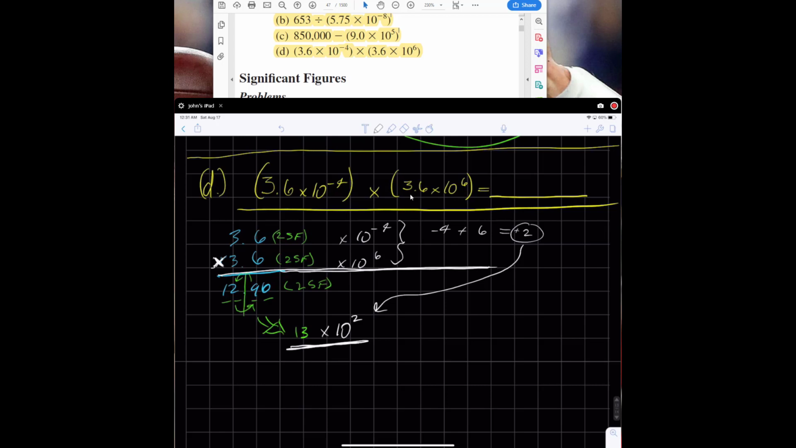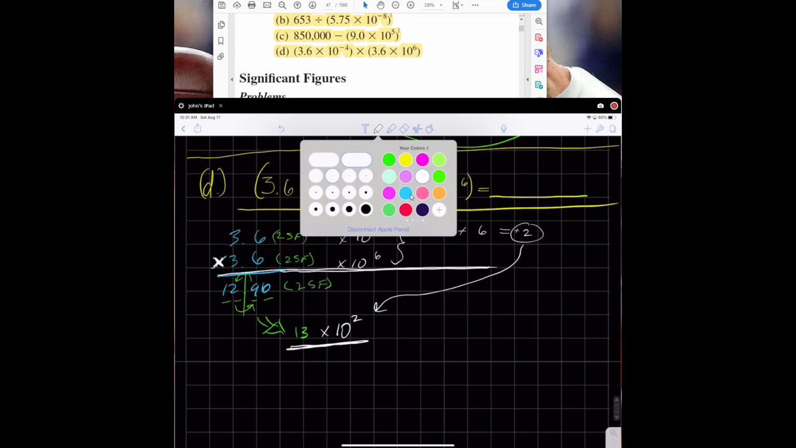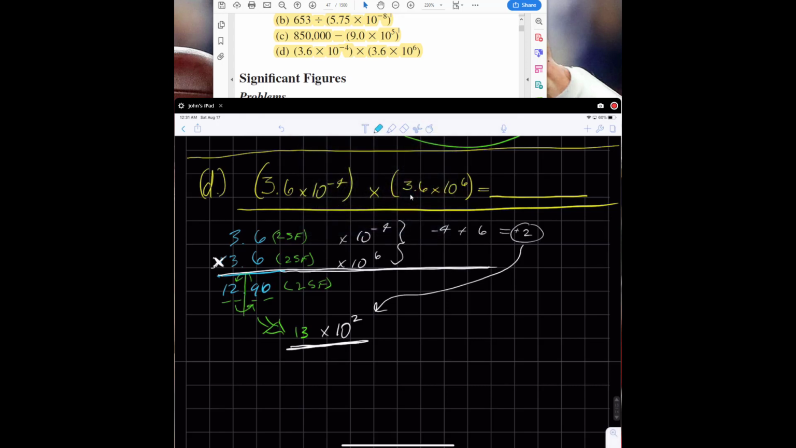So this is our answer, but it's not in the correct format to record it. So what we need to do is fix that. The usual practice is to express n prime as a number between 1 and 10, since we must decrease n by a factor of 10 to express n between 1 and 10. We're decreasing 13 by a factor of 10, which means that it will now be 1.3 times 10.